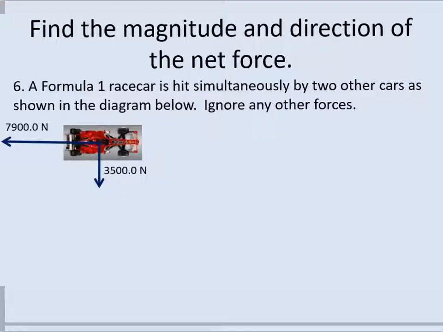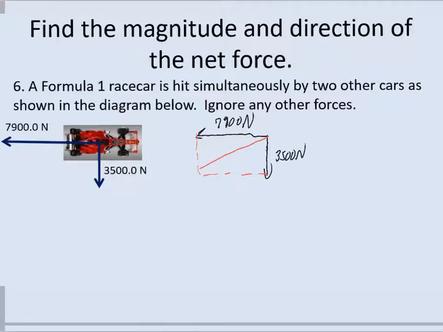All right, same directions here. Find the magnitude and direction of the net force. It says a Formula One race car is hit simultaneously by two other cars. Ooh, sounds horrible. As shown in the diagram below, ignore any other forces. So we have a force moving this way that is 7,900 newtons. We also have a force hitting this car this direction. That's 3,500 newtons.